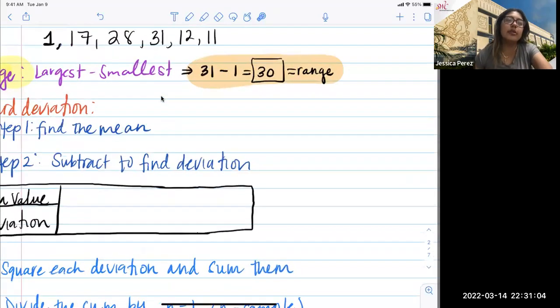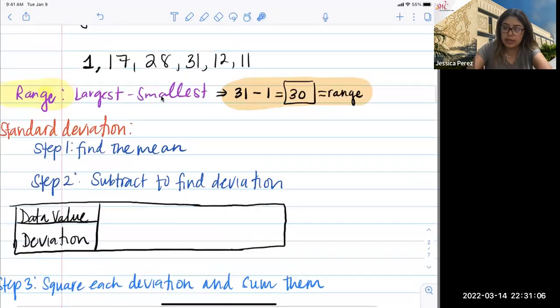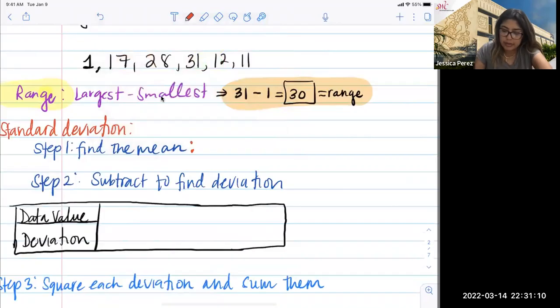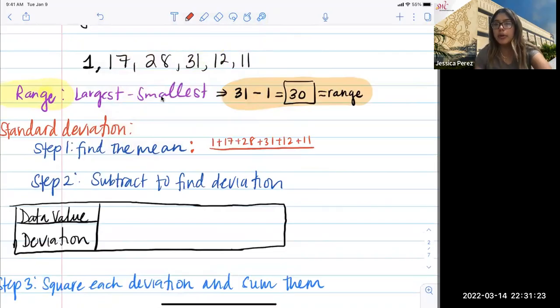So first thing you have to do is find the mean. Well, how do you find the mean? You should know how to do that. Pretty simple. To find the mean, all you have to do is add all of the numbers in the data: 1 plus 17 plus 28 plus 31 plus 12 plus 11, all divided by n, the number of elements in your data set. So you have 1, 2, 3, 4, 5, 6.